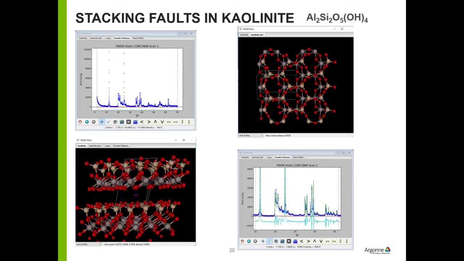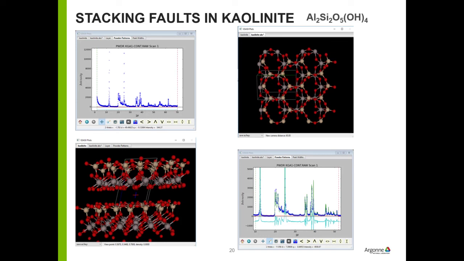And whether you can do anything about them is another question. But basically, this is kaolinite, and here's a layer of kaolinite, and here's another one, and they're connected by hydrogen bonds, so this connection is kind of weak and is easily displaced in one direction or another. So you get stacking faults because this layer gets displaced relative to that layer in a different, unexpected direction from the space group. The space group, by the way, is triclinic, so it gets a little messy.